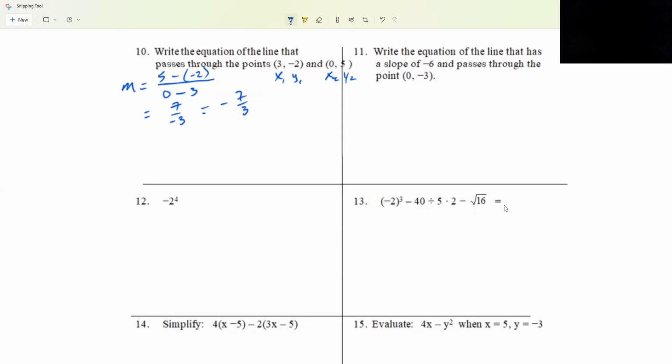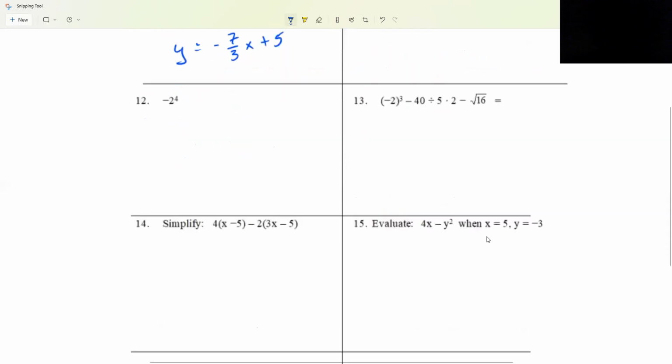Okay, they give you a b right there because x is 0, so you know what the b is. So y is equal to -7/3 x plus 5. Okay. And it says write the equation of line that has a slope of -6 and passes through this point. Well, that's your b. They give you the slope. So y is equal to -6x minus 3. You're done.